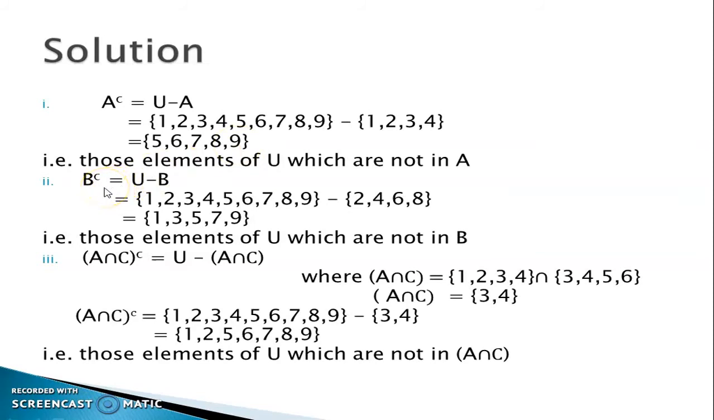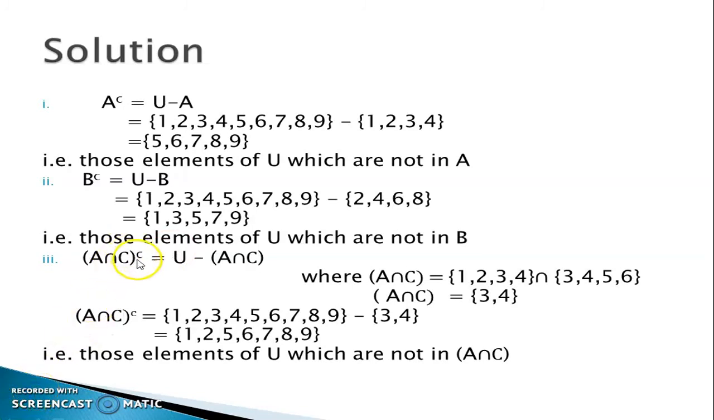Similarly, B complement is equal to U minus B. Set U minus set B is equal to 1, 3, 5, 7, 9. We subtract the elements of B from U and we are left with 1, 3, 5, 7, 9. That is, those elements of U which are not in B.